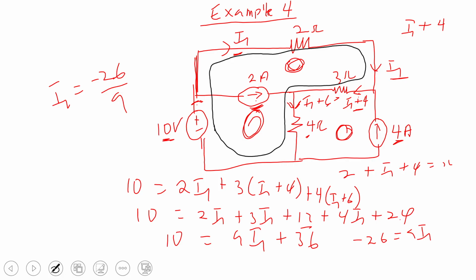Have you seen how simply we've just solved this with just a few lines, just because we assigned our current directions very well? We did not take any loop that has a current source in it. And we have solved this with the Kirchhoff laws simply. And this brings us to the end of Kirchhoff laws. No matter what circuit you get, don't be scared.